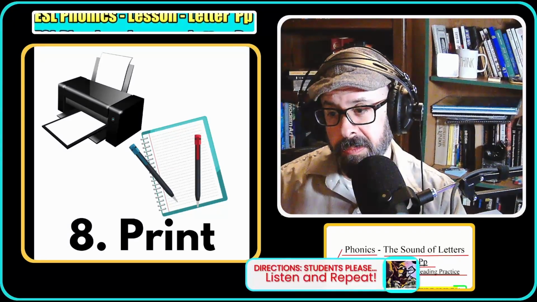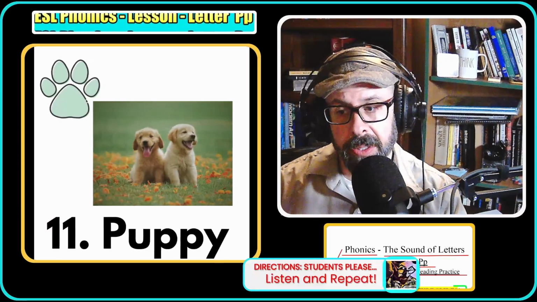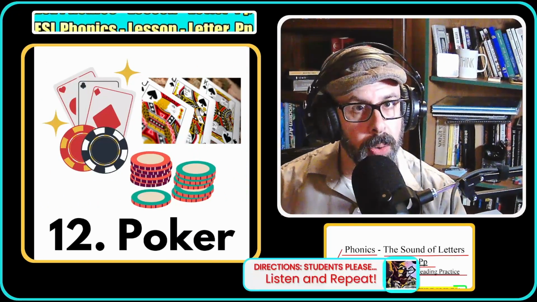Number 3, palm. Number 4, price. Number 5, press. Number 6, pause. Number 7, play. Number 8, print. Number 9, pencil. Number 10, prize. Number 11, puppy. Number 12, poker.